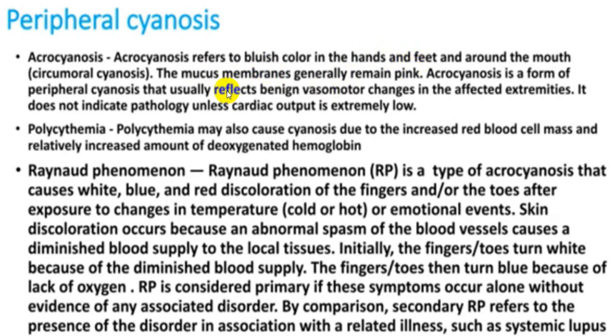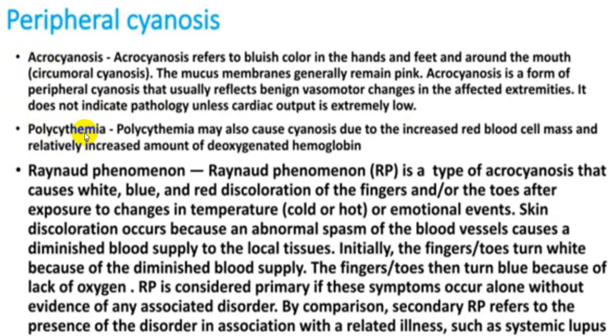and this is very frequently because of vasomotor changes, which is taking place, and whenever the person is little exposed to cold, the person will develop a circumoral cyanosis, and that is described as acrocyanosis, and it is very frequently seen in newborn children. And usually it is not pathological unless cardiac output is extremely low, and that's why in children you should try to differentiate acrocyanosis from a true peripheral cyanosis.